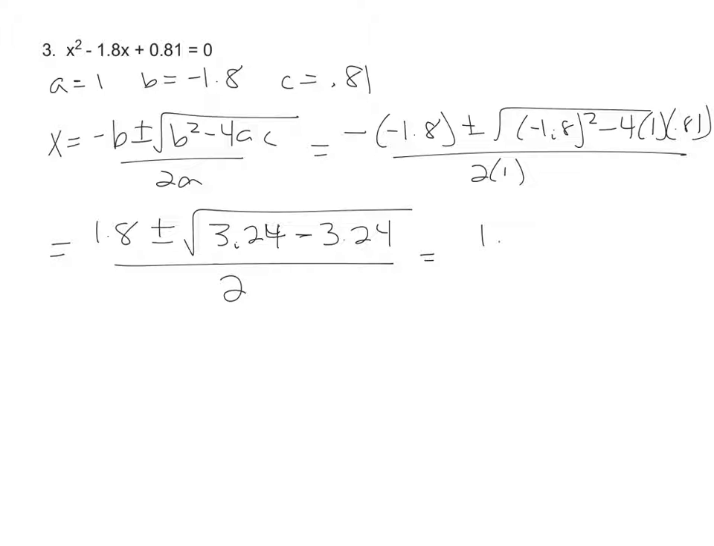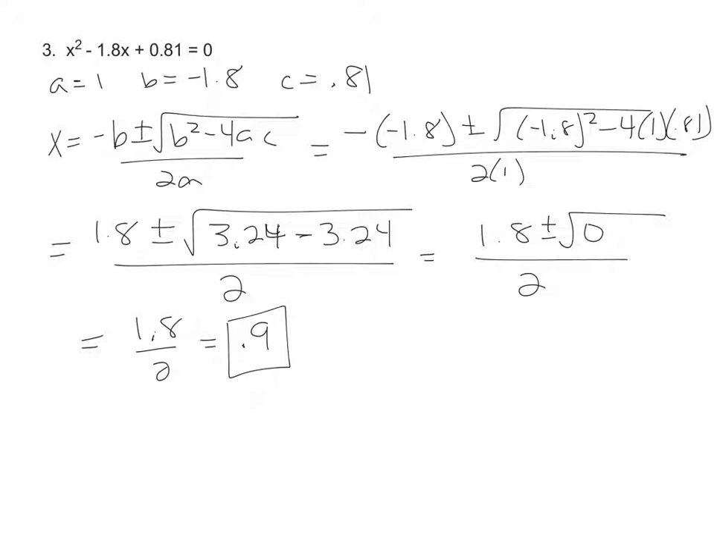So what happens to what's underneath that radical? I have 0. And the square root of 0 is just going to be 0. So you'll notice I get 1.8 divided by 2, which is 0.9. I only got one solution.